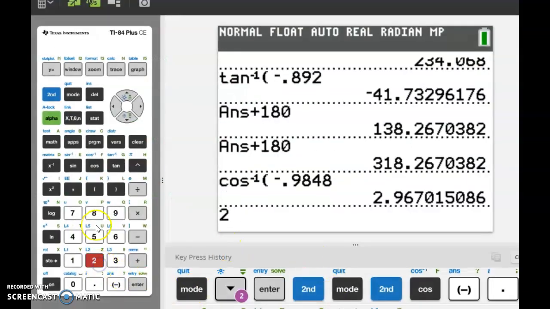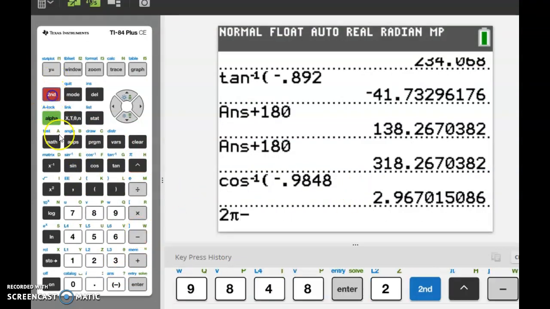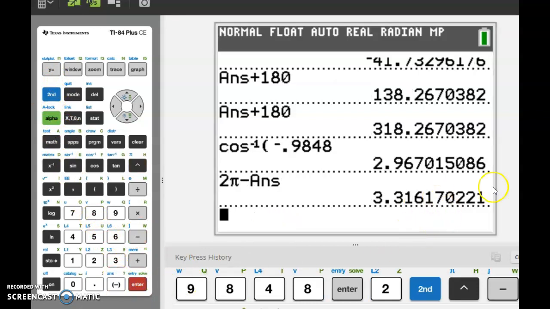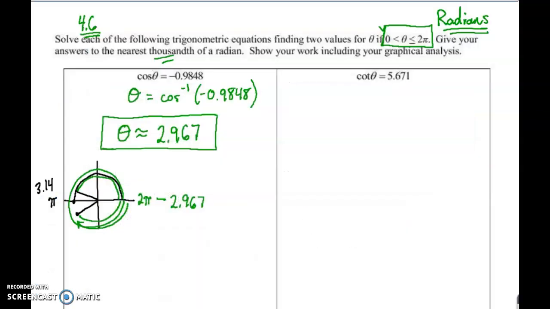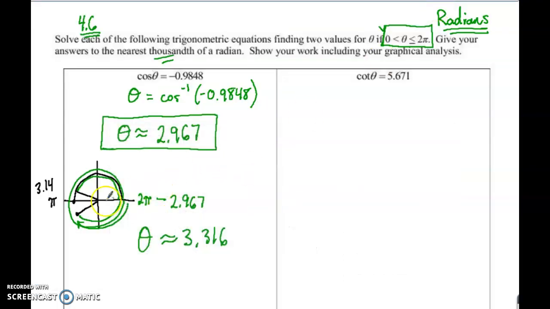So I'm just hitting 2 second, this caret button will give me pi, and then minus second, the negative sign puts the answer in there. And you get 3.316. So the other theta is about 3.316. I'm just double checking that I copied correctly. Yep, rounded correctly. Which should make sense because this is in the third quadrant. It should be bigger than pi, 3.14.